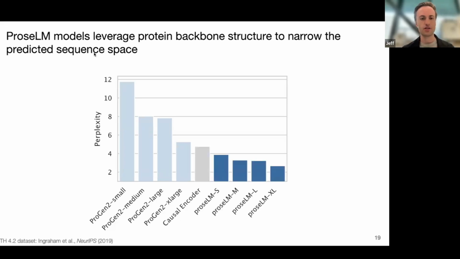As we incorporate structure, you can immediately see that having information about the 3D structure of the protein already narrows the space of sequences that the model is considering. So the causal encoder, which is trained just on protein structures and has no language model component, already assigns a lower perplexity to this test set than even the largest ProGen2 model. And then as we combine these components with proseLM, where we have the causal encoder, and then corresponding ProGen2 models, with proseLM-S corresponding to ProGen2 small, we see further reductions in perplexity, with the largest proseLM model achieving the lowest perplexity overall.